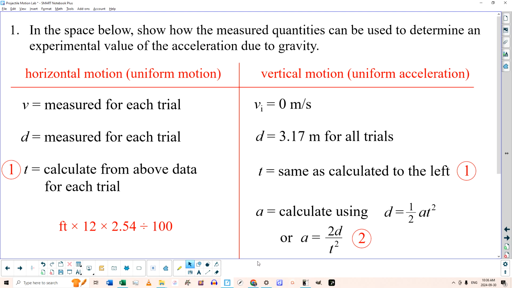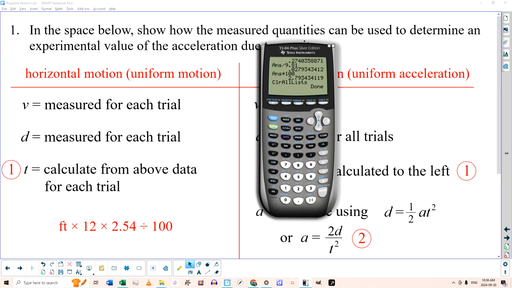The very first thing was we took our feet and converted them to meters. And we did that using, if you recall, 4.9. Well, I'm not going to use 4.9. I'm going to use all of those horizontal distances. Don't forget, I'm going to go stat edit again. My distances in feet are in L2.